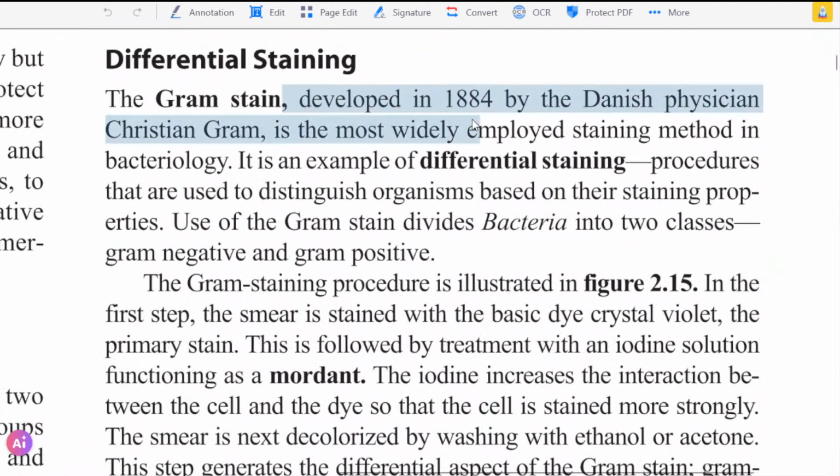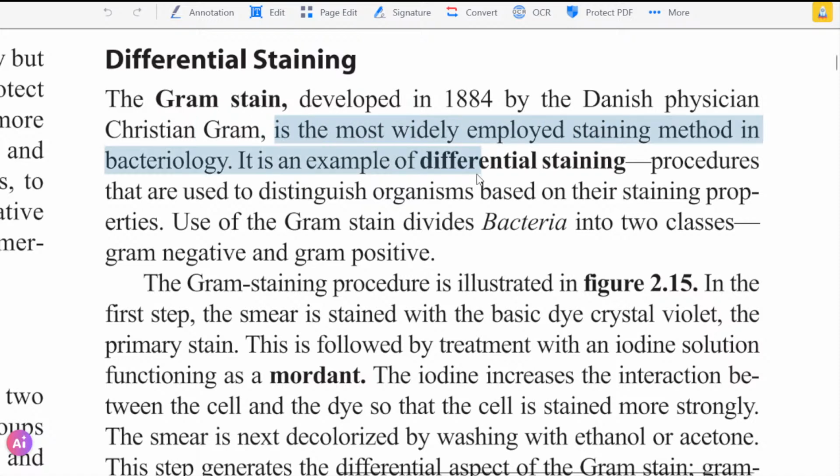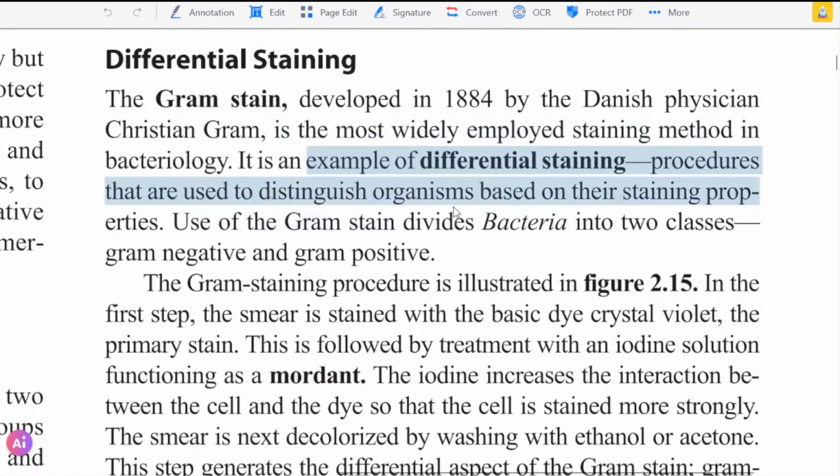The gram stain was developed in 1884. This is so far back, by the Danish physician Christian Gram. Yeah, I remember. It's easy to remember its history because the name is taken exactly from the scientist's name. It is the most widely employed staining method in bacteriology. Exactly, bacteriology specifically. Alright, we are not talking about the fungi and these kinds of things. It is an example of differential staining procedures that are used to distinguish organisms based on their staining properties.